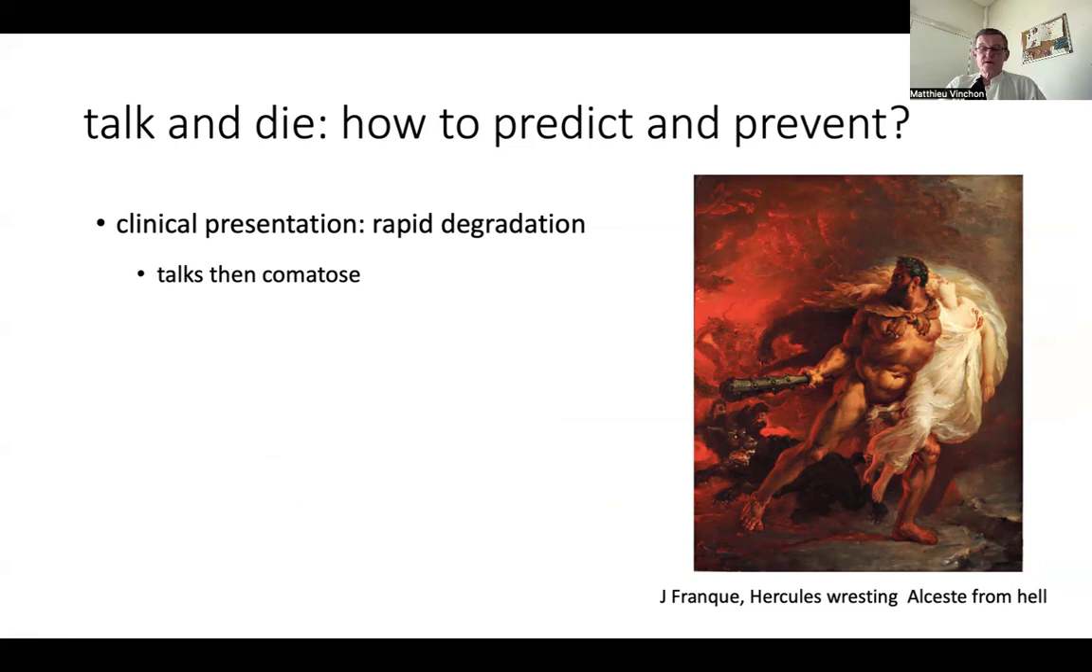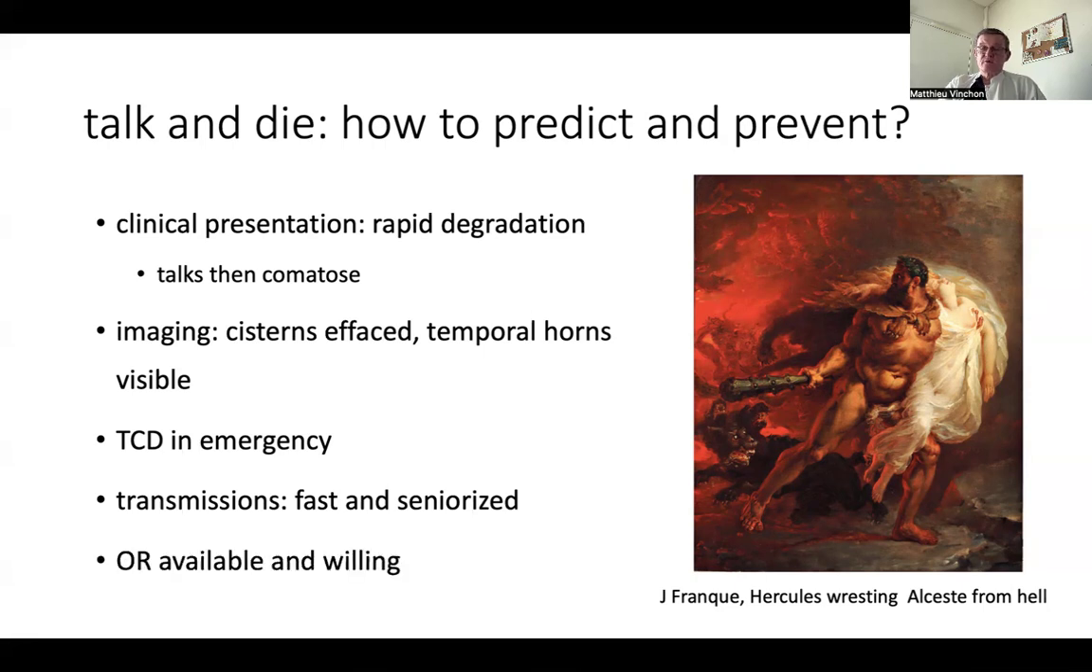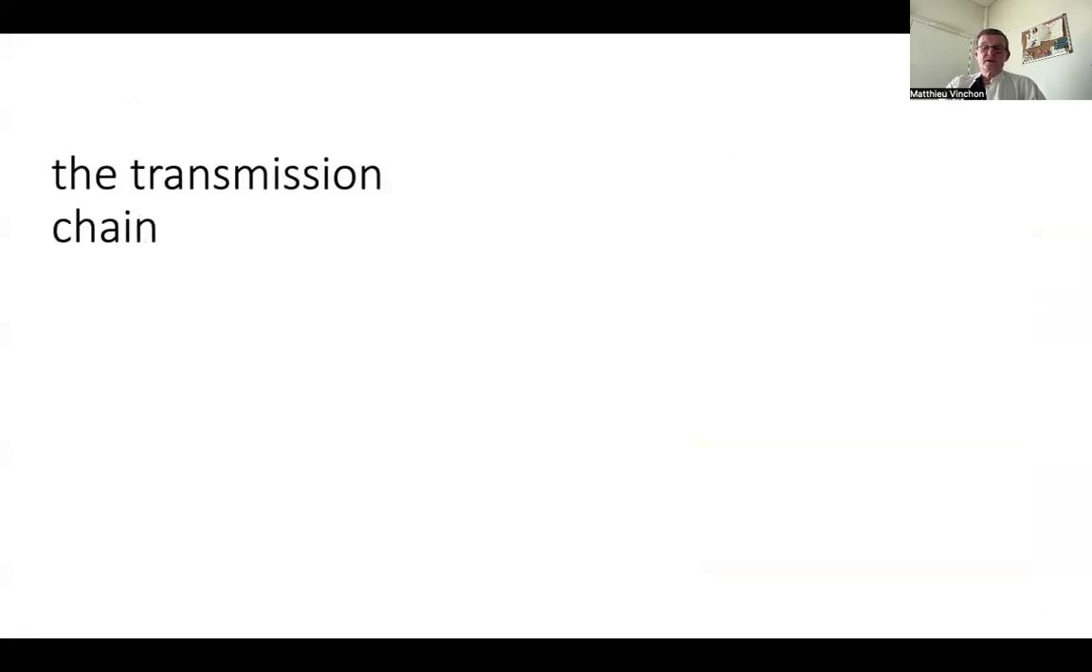The clue to this indication for surgery is the clinical presentation showing a rapid degradation, with a patient who initially talks, then becomes comatose. So we should anticipate that these patients are going to show severe intracranial hypertension. The imaging shows that the cisterns are effaced. The temporal horns may be abnormally visible. The transcranial Doppler can be very useful in emergency, and the transmission should be fast and seniorized not to miss this opportunity. And we need, of course, to have an operating room available and willing to do this surgery.